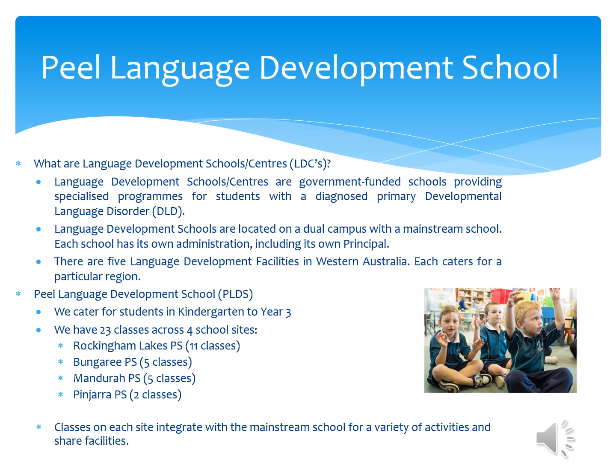There are 5 language development facilities in Western Australia. Each caters for a particular region. At Peel Language Development School, we cater for students in kindergarten through to Year 3, and we have classrooms located at Rockingham Lakes Primary School, Bungaree Primary School, Mandurah Primary School, and Pinjarra Primary School.